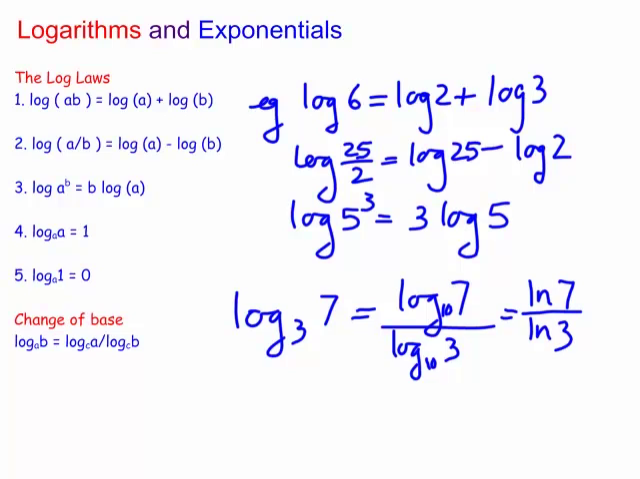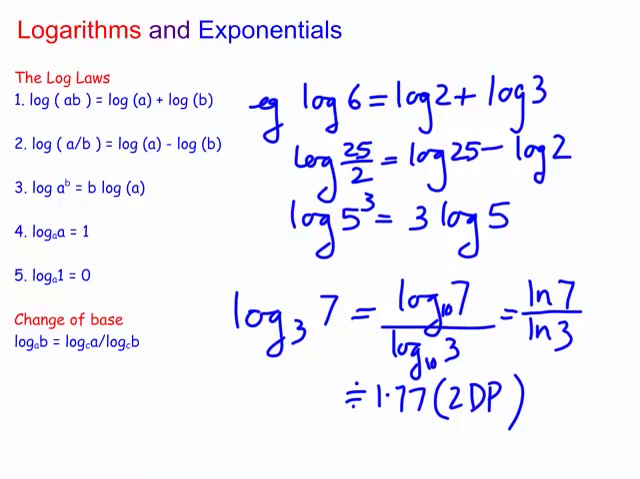So what would it roughly be? Well, 3 to the power 1 is 3, 3 squared is 9, so you can see it's between 1 and 2. If you just press the log of 7 divided by the log of 3, you can see it's approximately 1.77 to 2 decimal places. Quite useful, the idea of changing the base of a logarithm.